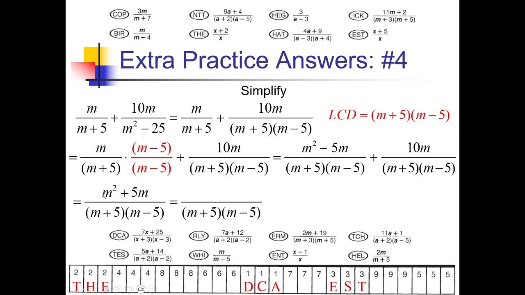Now I can factor out my numerator. Take out an m from that, we've got m plus 5. The m plus 5s cancel, so that's m over m minus 5. And I see that down here, WHI, so that's going in spot number 4, WHI.